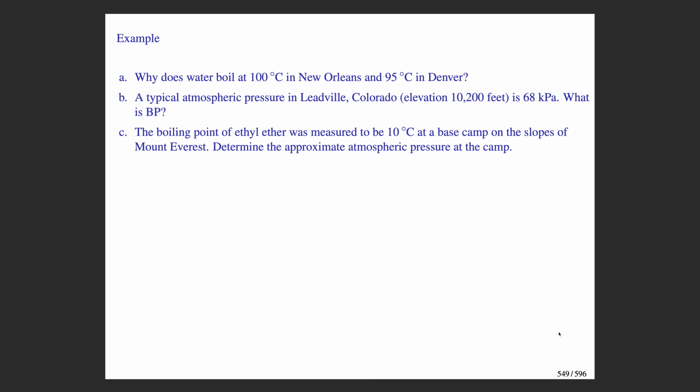So in this series of questions, why does water boil at 100 degrees Celsius in New Orleans and only 95 degrees Celsius in Denver? Well, it's because at higher altitudes, the atmosphere is thinner. The external pressure is going to be lower in Denver compared to New Orleans. Therefore, you don't have to raise the temperature of water quite as high to reach the external pressure, and so it's going to boil at a lower temperature. The other two questions are just variations of that same idea, so I'll leave those for you to think about as conceptual exercises.